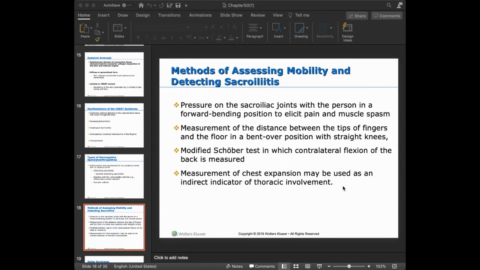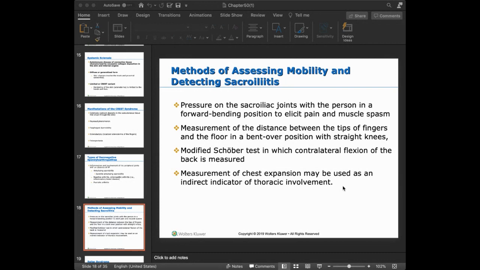So we want to know exactly. We want to know their range of motion. How well can they move? So we're looking at their range of motion in every single joint, including the neck, including the fingers and the toes, to get a good idea of what the actual cause of their problem is.